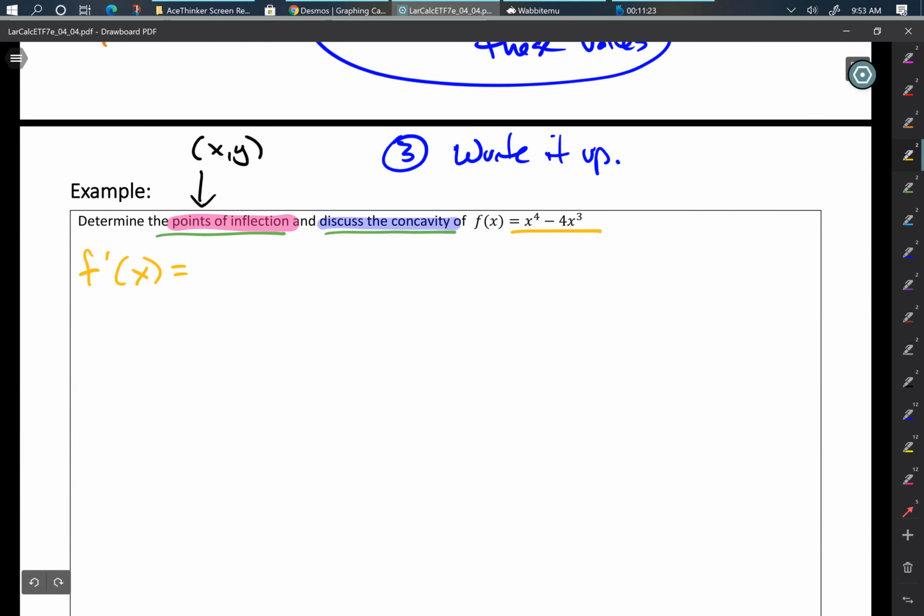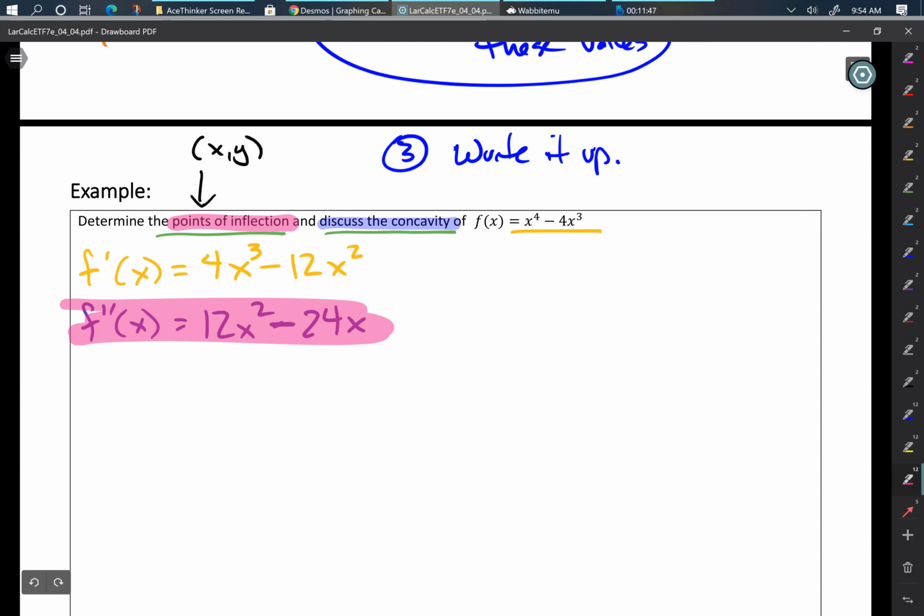So the first derivative of x to the fourth minus 4x cubed is going to be 4x cubed minus 12x squared. And then we'll take our second derivative. Our second derivative is going to be 12x squared minus 24x. So this will be the function that I'm working with, the second derivative of f, to define these points of inflection and define these intervals of concavity. Okay? So step 1, our candidates.